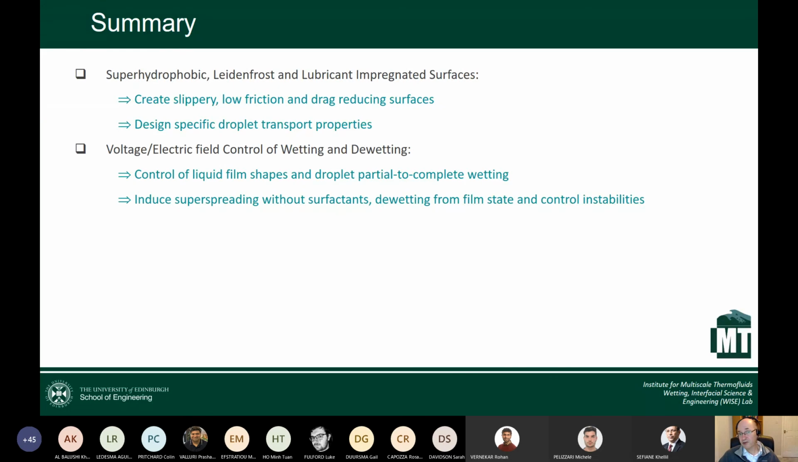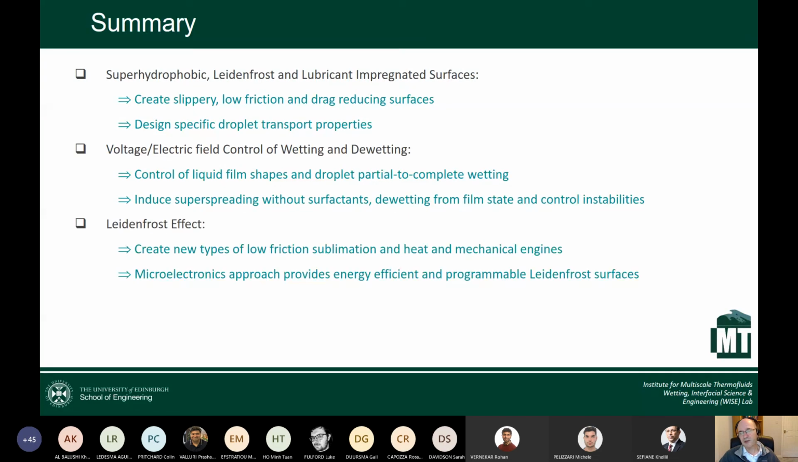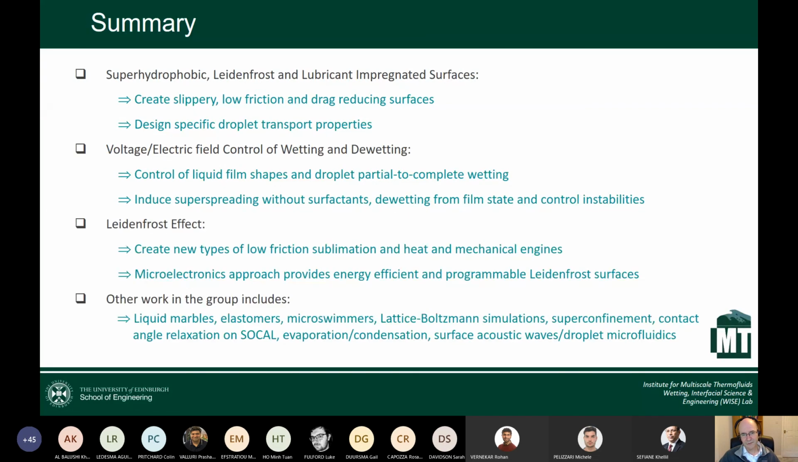I've tried to show that you can use voltages and electric fields to control liquids on surfaces and control instabilities. And I've shown something about the Leidenfrost effect. I won't say more on that as a whole.